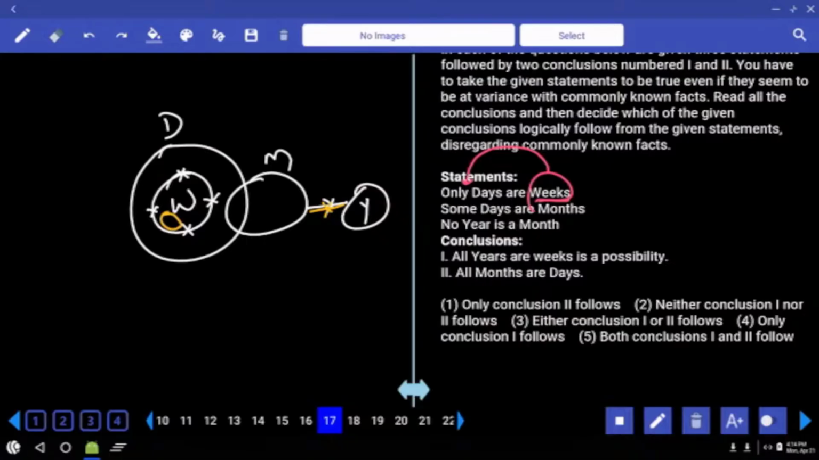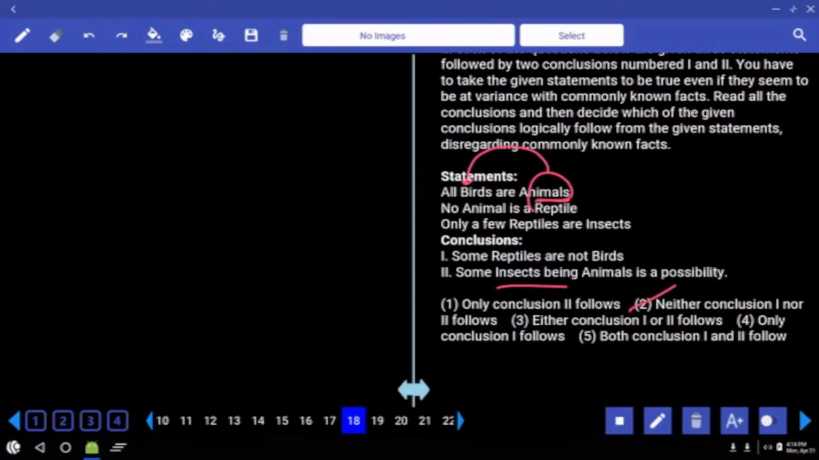It does not belong to anything else. Clear? Hence it is not possible. And all months or days, is it possible? Sorry, here it is not. He is asking for a definite conclusion. Some months or days is true. All months or days is false. Then what is your answer? Neither one nor two. Choice 5 for question 17.